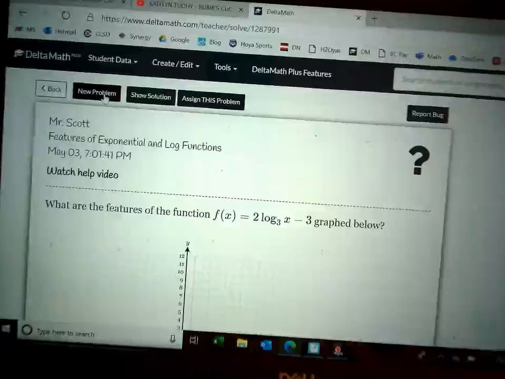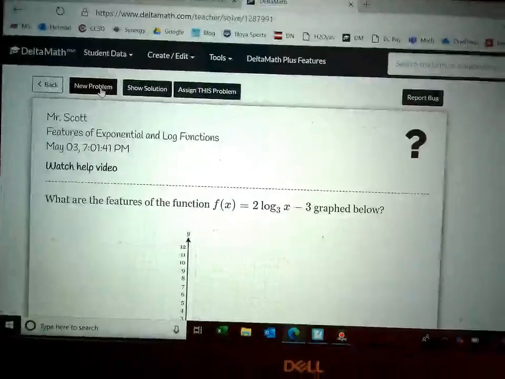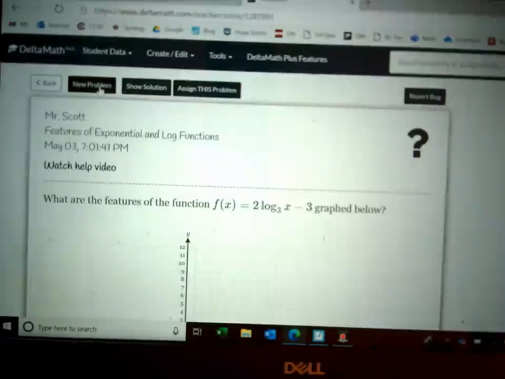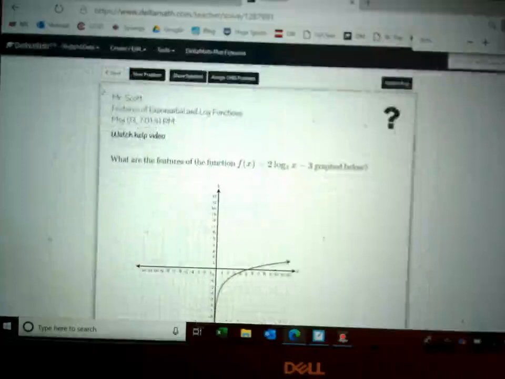Features of exponential graphs. Skills, boom. Okay, so here we go. Let me get you a decent problem here. All right, so hopefully you guys can see this okay. I'll autofocus it for you. Squeeze the picture down so that you can see the whole thing.